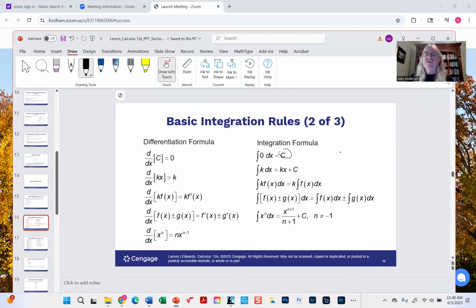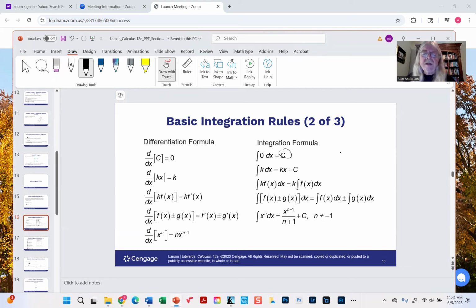Now, keep in mind too, these are what we call indefinite integrals, where we're not given any further information. With definite integrals, we don't need the constant because we will end up with a numerical result. But here we're starting out with indefinite integration. So we will need these constants.